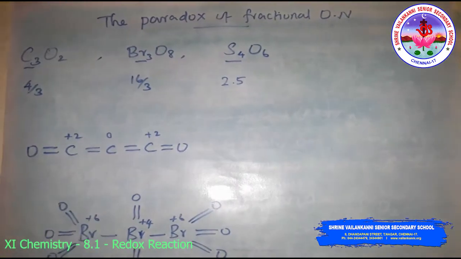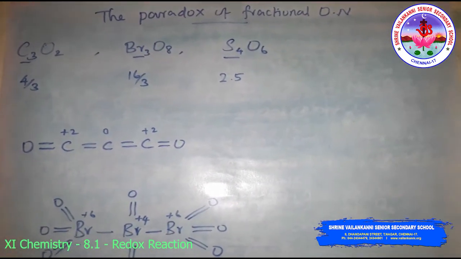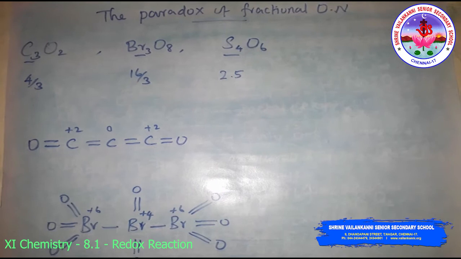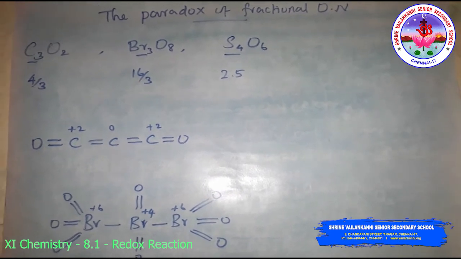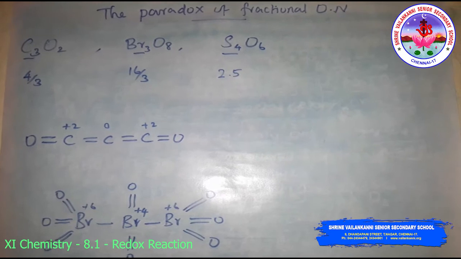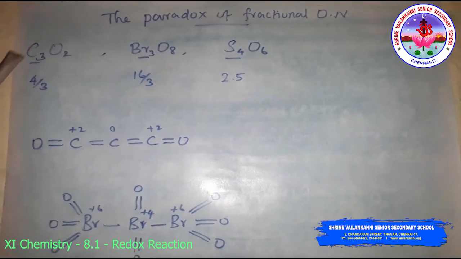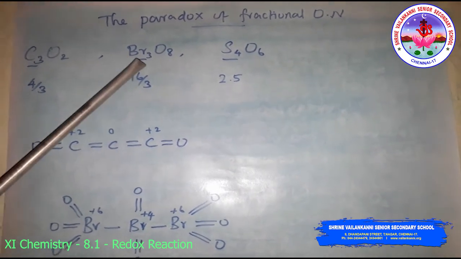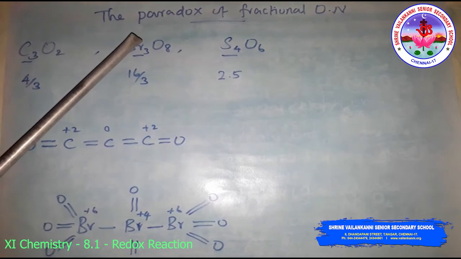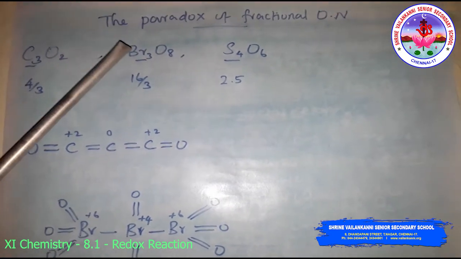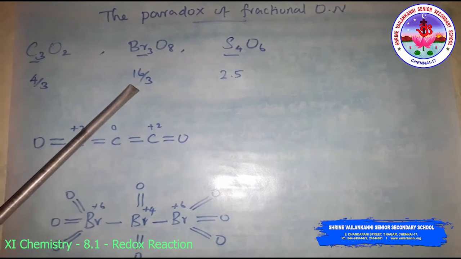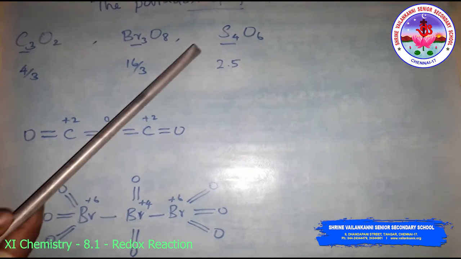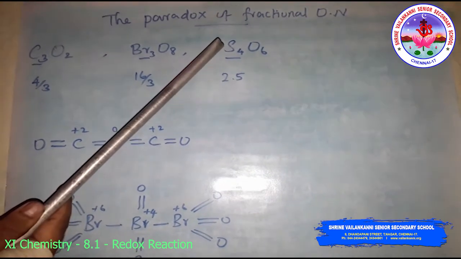See, look at this, the paradox of fractional oxidation number. Here sometimes we come across certain compounds in which the oxidation number of a particular element is a fraction. For example, this is carbon suboxide. Here the carbon oxidation state is 4/3. Here look at this, this is tribromine octoxide. So here the bromine has 16/3 oxidation state, 16/3.